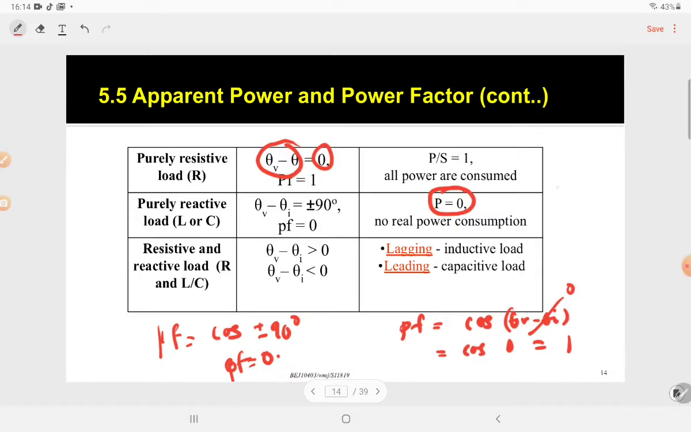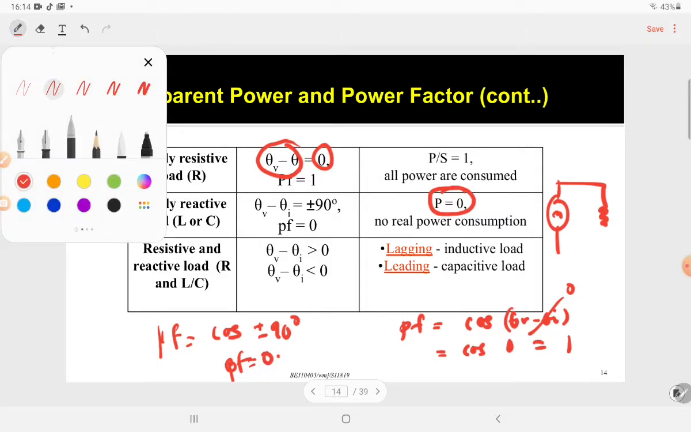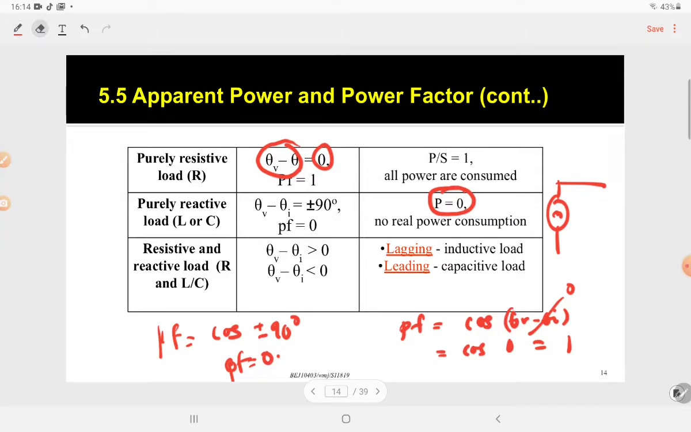Let's say the load is an inductor. Then the power is equal to 0 because the power factor is 0. All right, so we can say that this inductor does not consume power from the supply.